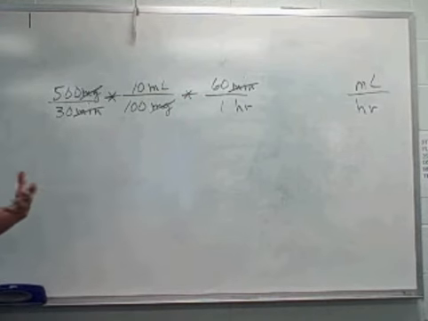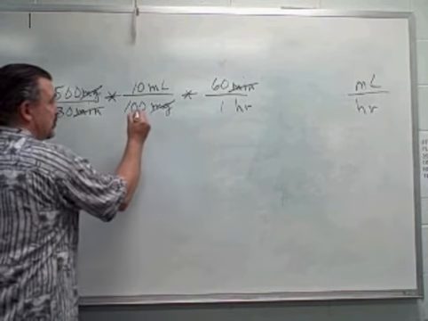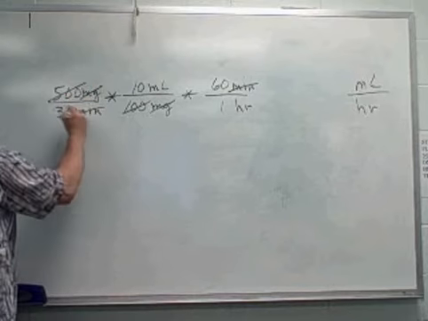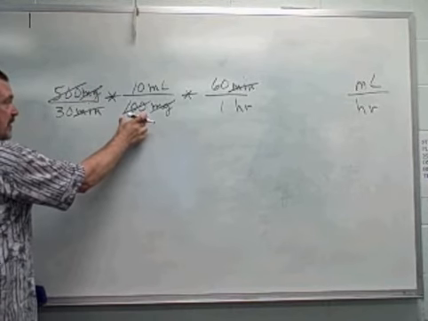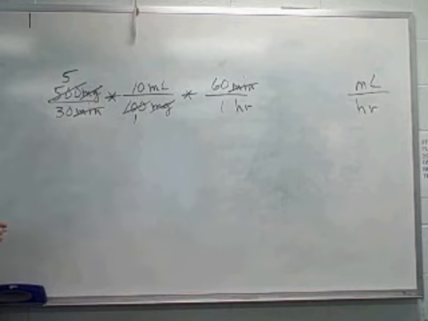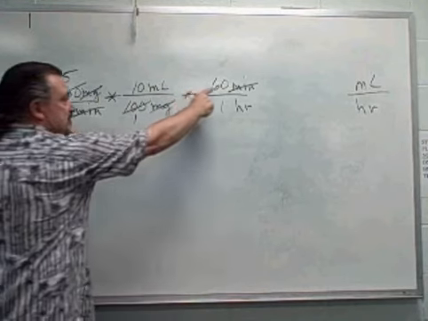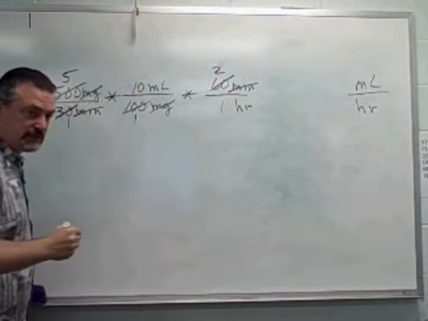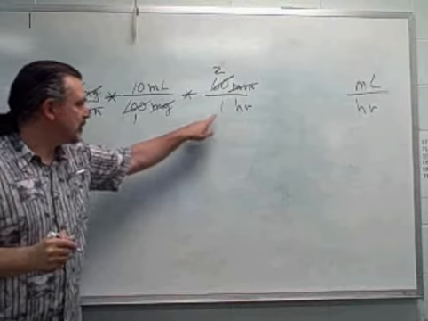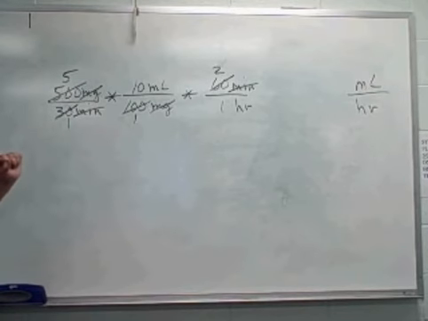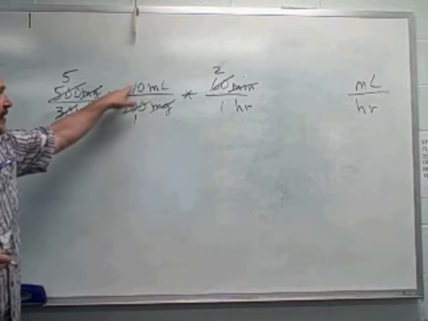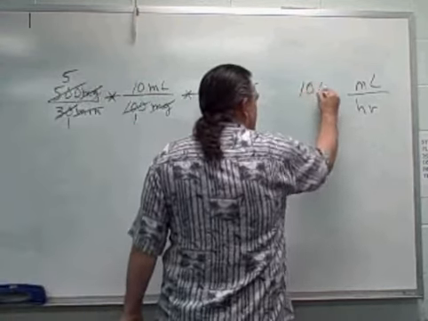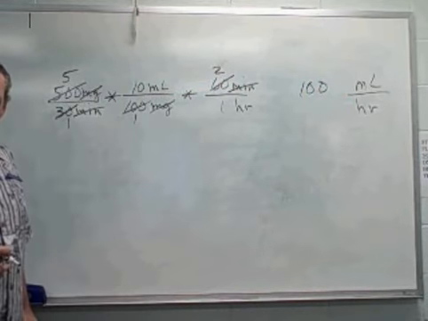So let's see what we can do to simplify with some canceling. Well, here's one that I see right away. 100 will go into 500. Well, 100 goes into 100 one time. 100 goes into 500 5 times. And how about 30 and 60? 30 goes into 30 one time. 30 goes into 60 2 times. And now we have nothing but ones in the denominator, so all we have to do is multiply what's in the numerator. 5 times 10 is 50. 50 times 2, the flow rate is 100 milliliters per hour.